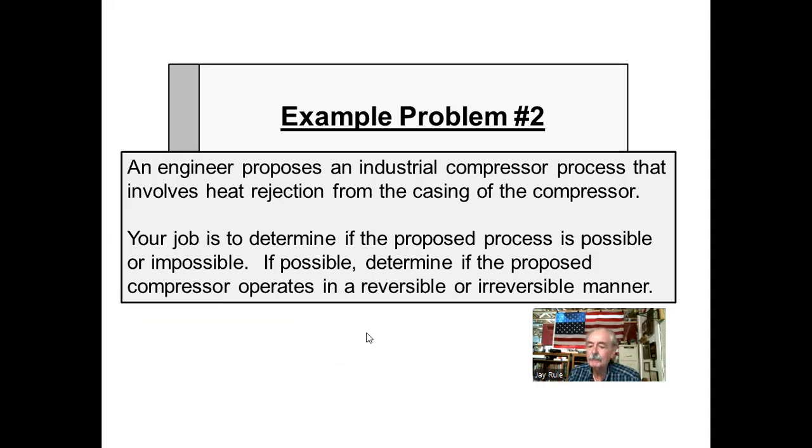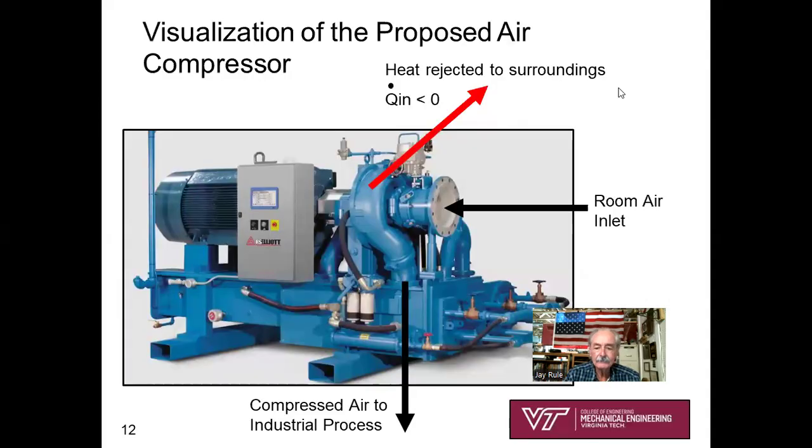Let's see if I've got any numbers associated with that. So far, I don't see any numbers. So I've got visualization of a proposed air compressor. I've got heat rejected to the surroundings, so I'm showing in my sketch Q dot N is less than zero, even though I'm showing an arrow out. Oh, shame on me. So Q dot N is less than zero. So I'm depicting heat rejected to the surroundings. Room air coming in, compressed air to the industrial process coming out.